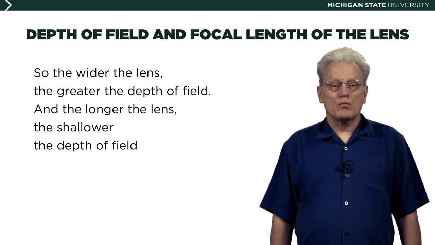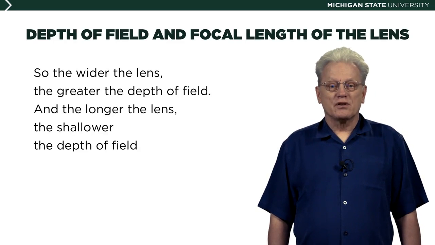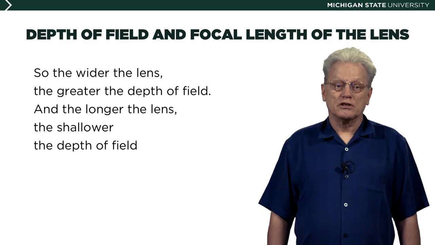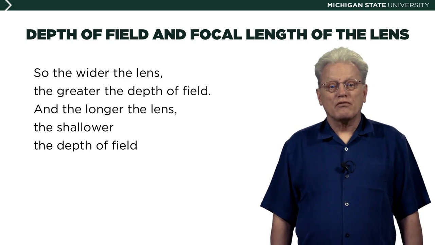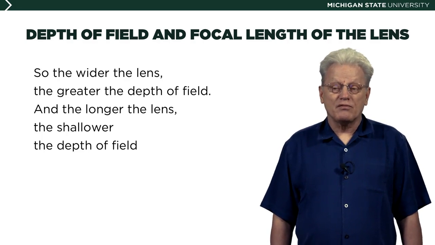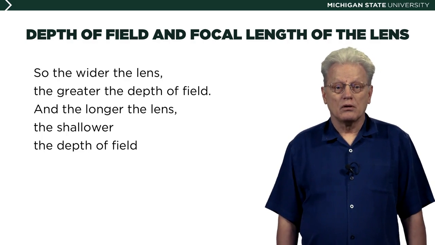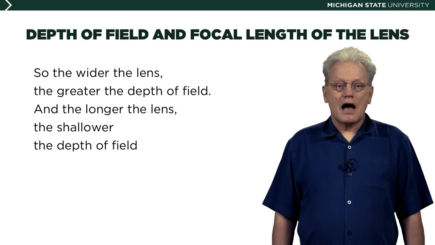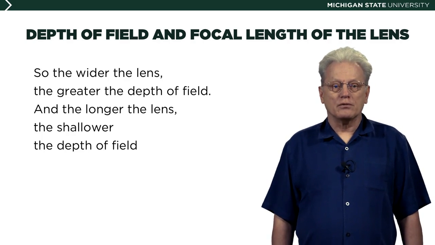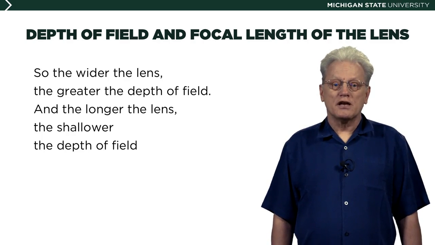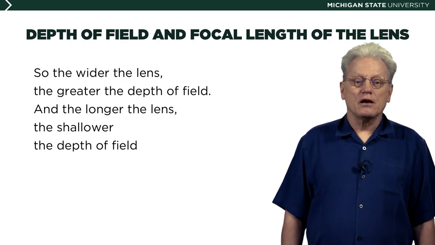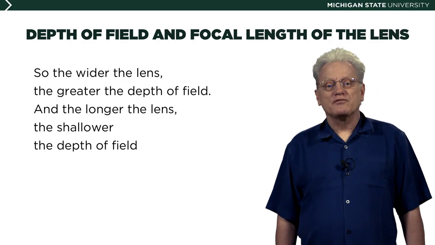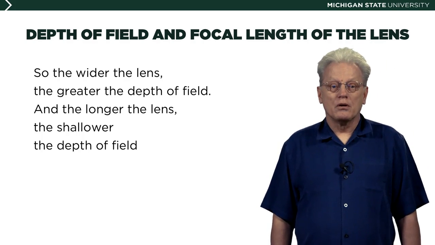So again, to summarize, the wider the lens, the greater the depth of field, and the longer the lens, the shallower the depth of field. Note the focal lengths affect both the depth of field and the perspective. Longer lenses compress perspective. Distant objects appear closer to the foreground. This partly explains why long lenses are often used for portraits, as the compression and flattening are thought to show the facial features more desirably.